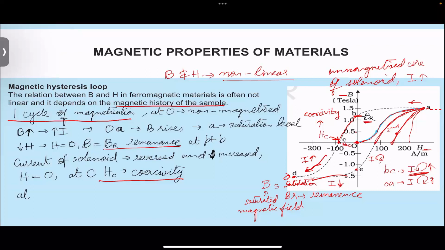So we can say that for a given value of H, your magnetic field B is not unique, but depends on the history of magnetization of the sample. This phenomenon is called hysteresis. There is a lag, or a gap, between the consecutive cycles of magnetization that we see. So this is the end of the magnetism and matter chapter.